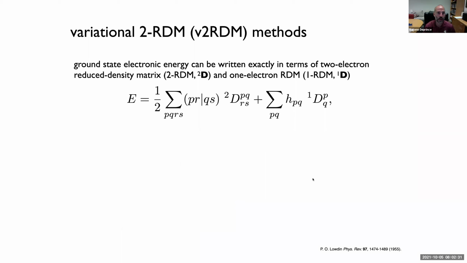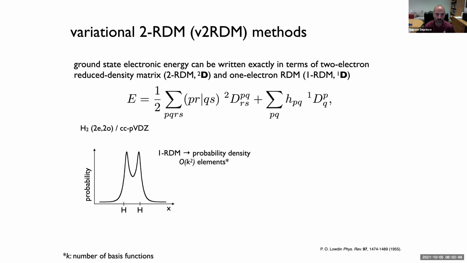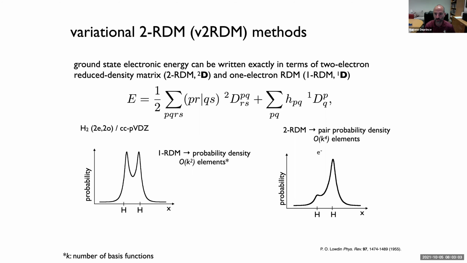Why can we get away with using the 2-RDM instead of the wave function? There's a very nice property that for Hamiltonians with only two-body interactions, the electronic energy is exactly expressible in terms of the two-electron reduced density matrix and the one-electron reduced density matrix. We can understand physically what these things mean if we think about the fact that they map onto probability densities. For example, the 1-RDM maps onto a one-particle probability, so it tells you where you're likely to find your electrons. I think we all know that.